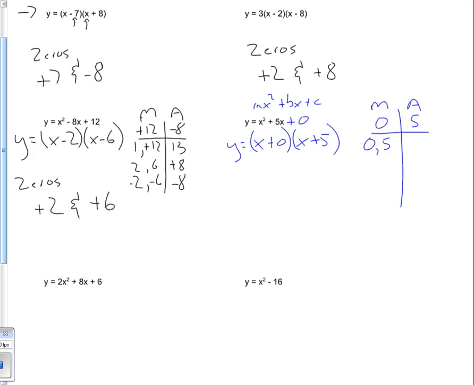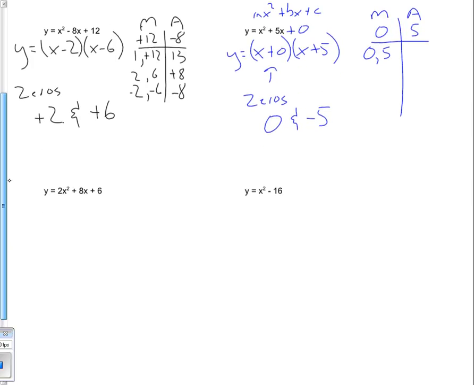And then if we want to figure out what the zeros are going to be, it's the opposite. So the zeros are actually 0 and negative 5. Okay, so the opposite of positive 0 would be negative 0 or 0. This piece here has to equal 0, and that's why I've carried it through.